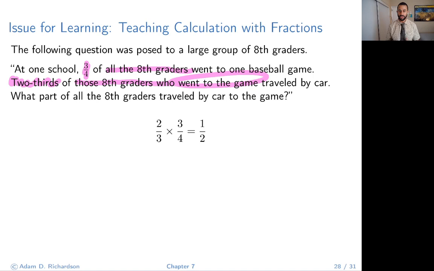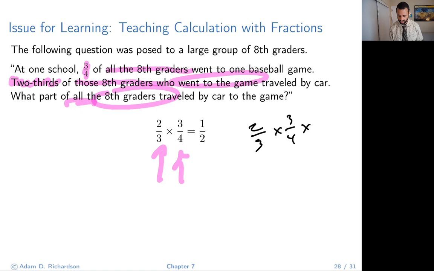And then the question says, what part of all the eighth graders traveled by car to the game? So it's literally going to be 2/3 of 3/4ths of all of the eighth graders. We can kind of see that, you see that? 2/3 of 3/4ths of one. The unit in this case is all the eighth graders. That's the referent unit at the end. And what does that turn out to be? It turns out to be 1/2. 2/3 of 3/4 is 1/2.